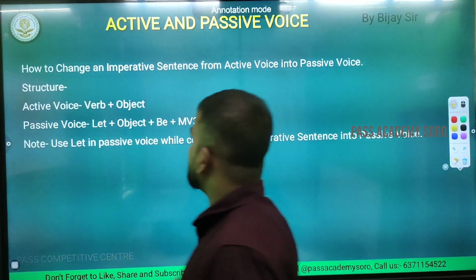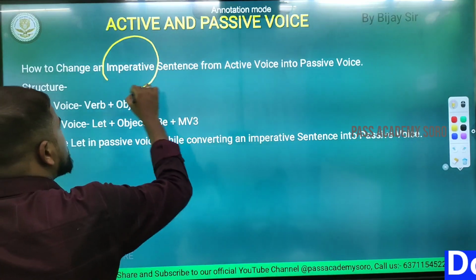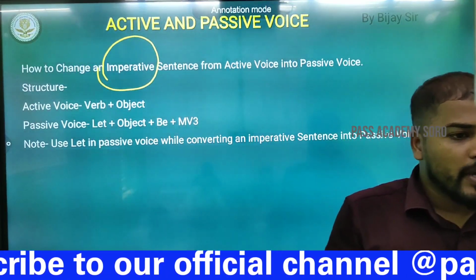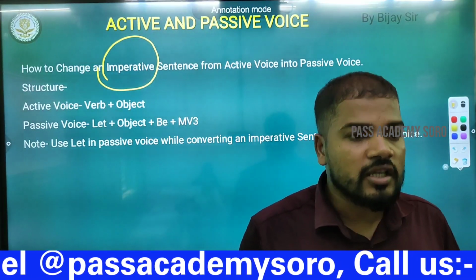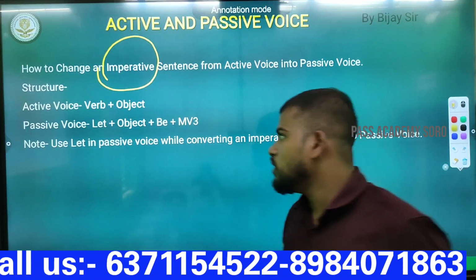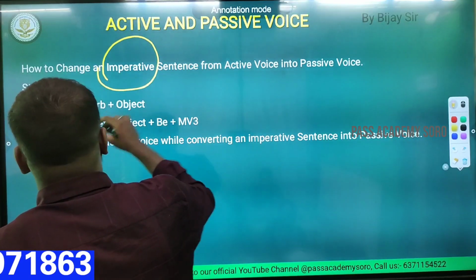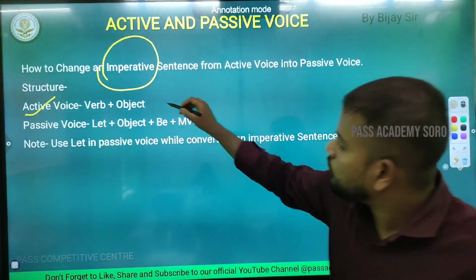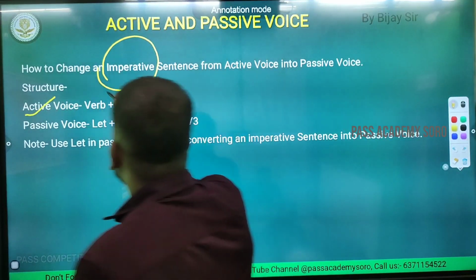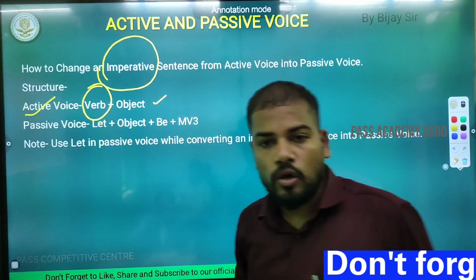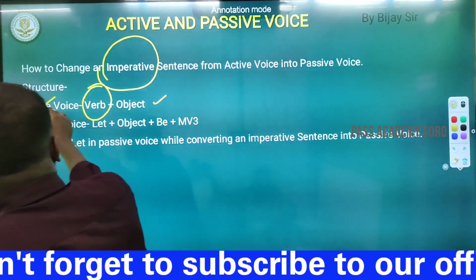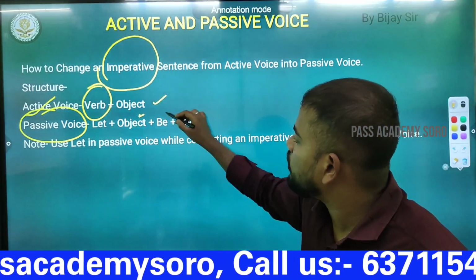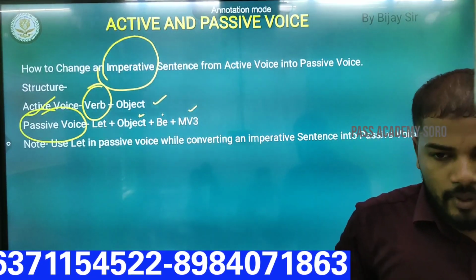So how do we change an imperative sentence, dear student? What is an imperative sentence? As we know, if a sentence makes an order, command, request or suggestion, it is known as an imperative sentence. Look at the example, dear students. The structure of active voice in imperative form is verb plus object. And when we convert into passive voice, it will be let plus object plus be plus third form of the main verb.